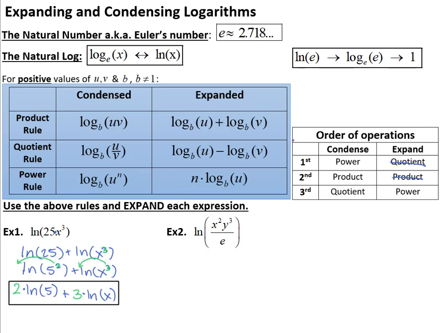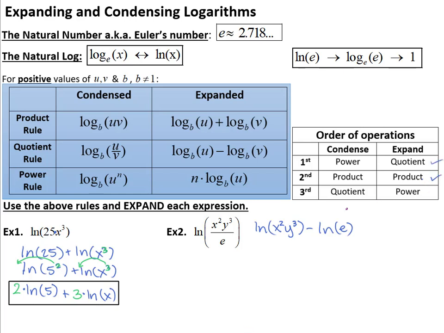This time, we do need to use the quotient rule. So again, the quotient rule says if I have things being divided, we can write them as 2 logs with subtraction between them. So let's start off with that. The natural log of the top, so we write everything in the top, x squared y cubed, minus the natural log of the bottom, which was just e.